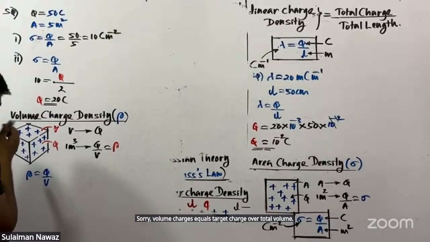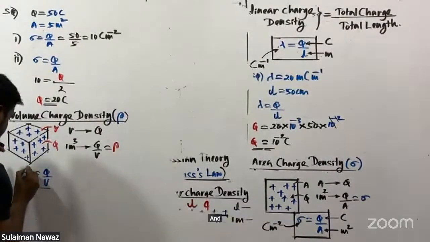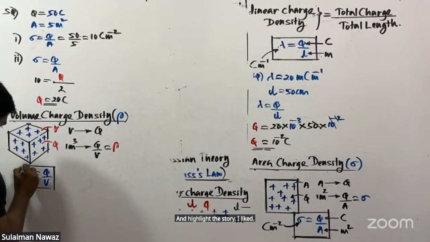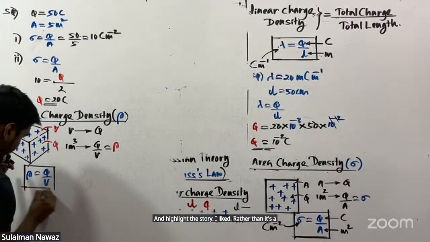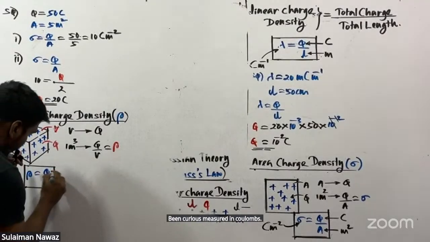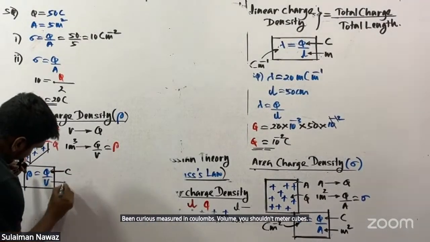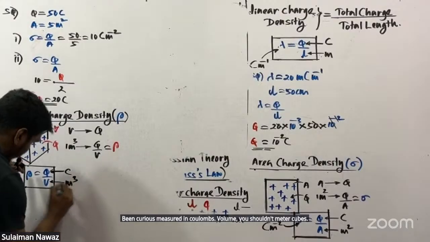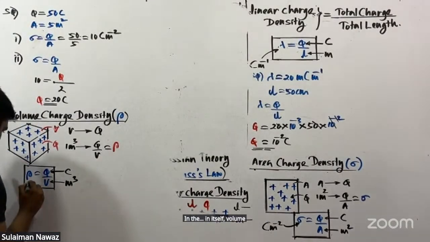Highlight. What is the unit of volume charge density? Q is measured in coulombs. Volume is measured in meter cubed. Then the unit of volume charge density is going to be coulombs per meter cubed.